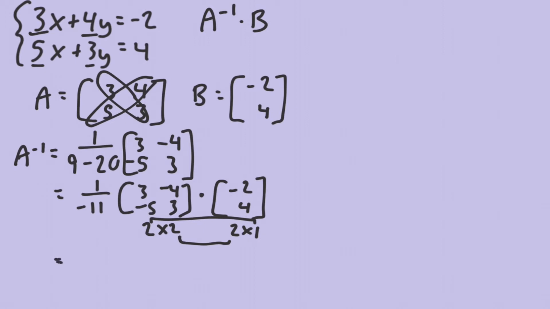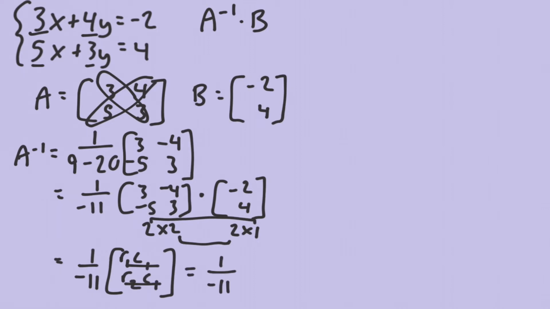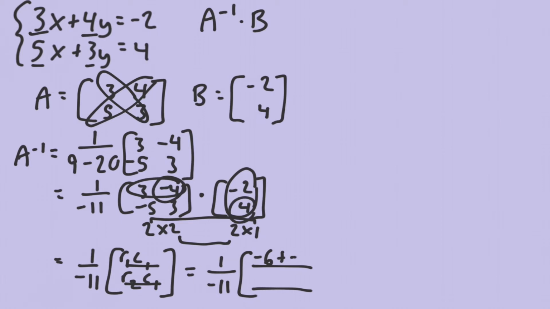So I'm going to carry down the 1 over negative 11. And it's going to be 2 rows by 1 column for our answer. So this is row 1, column 1, and this is row 2, column 1. And if you need help multiplying matrices, I have a couple videos on that also. So now we're looking at row 1 of the first matrix, column 1 of the second. 3 times negative 2 is negative 6. Plus move down the row and down the column. So negative 4 times 4 is negative 16.